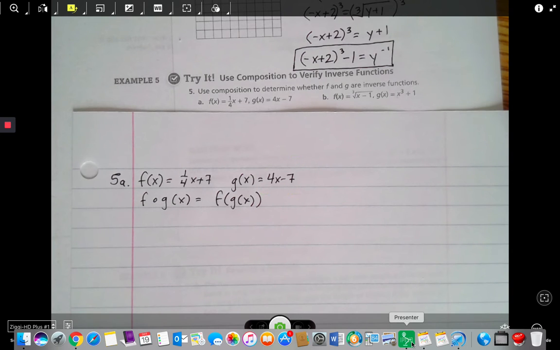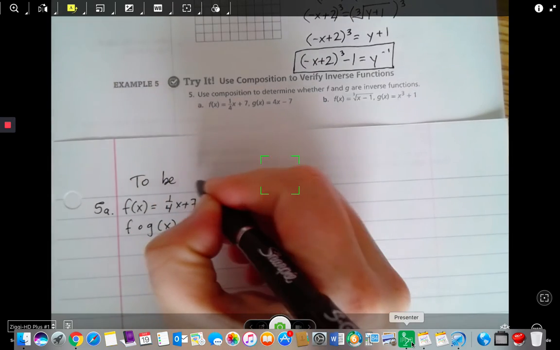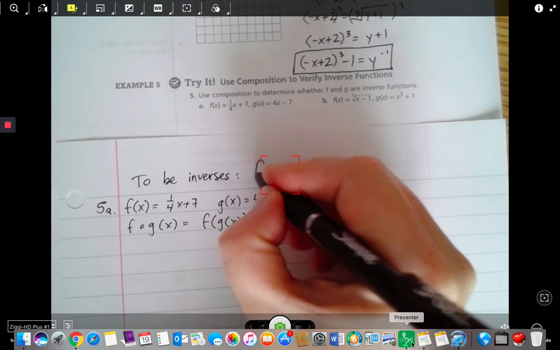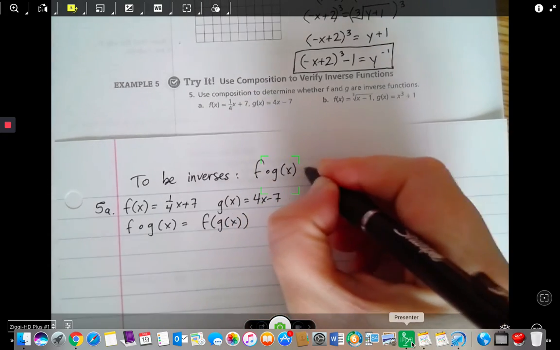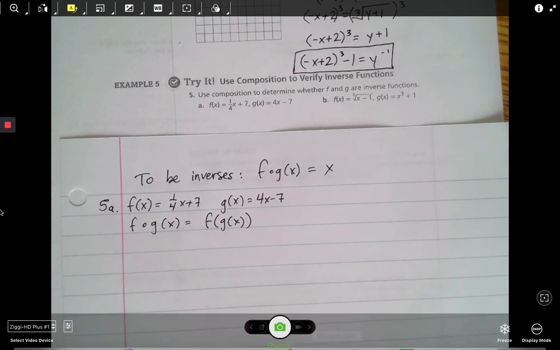And they're telling us to be inverses, f of g of x has to equal x. Oh, thank you. There we go. Sorry about that.